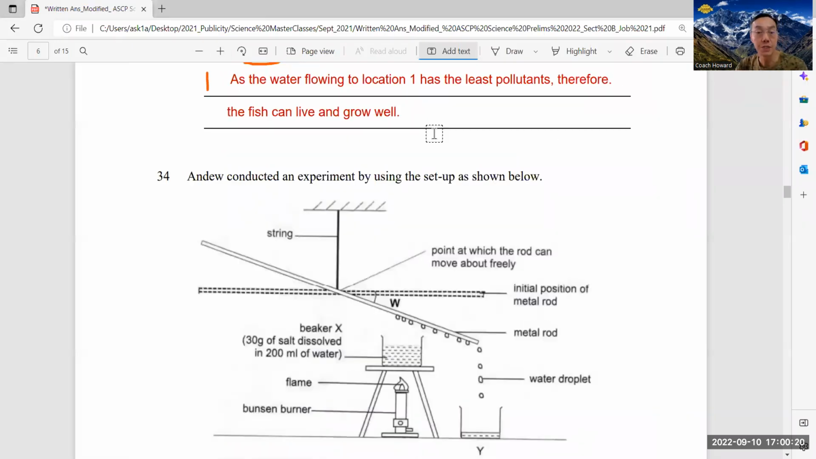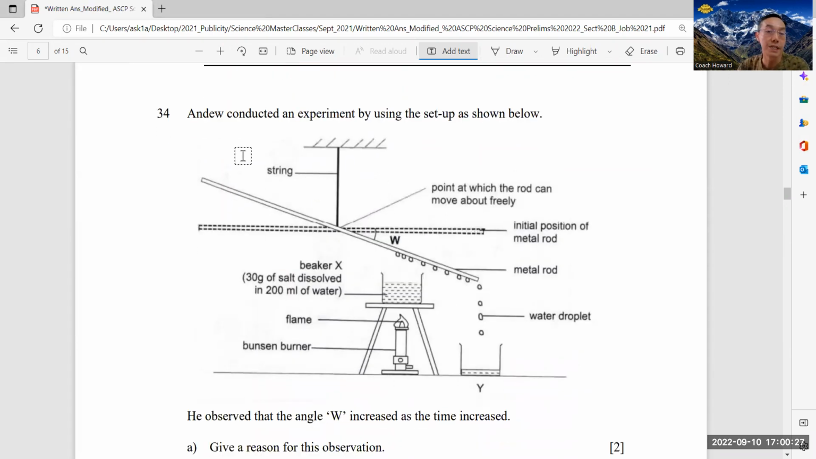Okay, do take note of this question. This is a very important question, so to understand the experimental setup. It says that Andrew conducted an experiment by using the setup as shown. So what do we have here? The Bunsen burner, the flame, a beaker X containing 30 grams of salt dissolved in 200 milliliters of water.